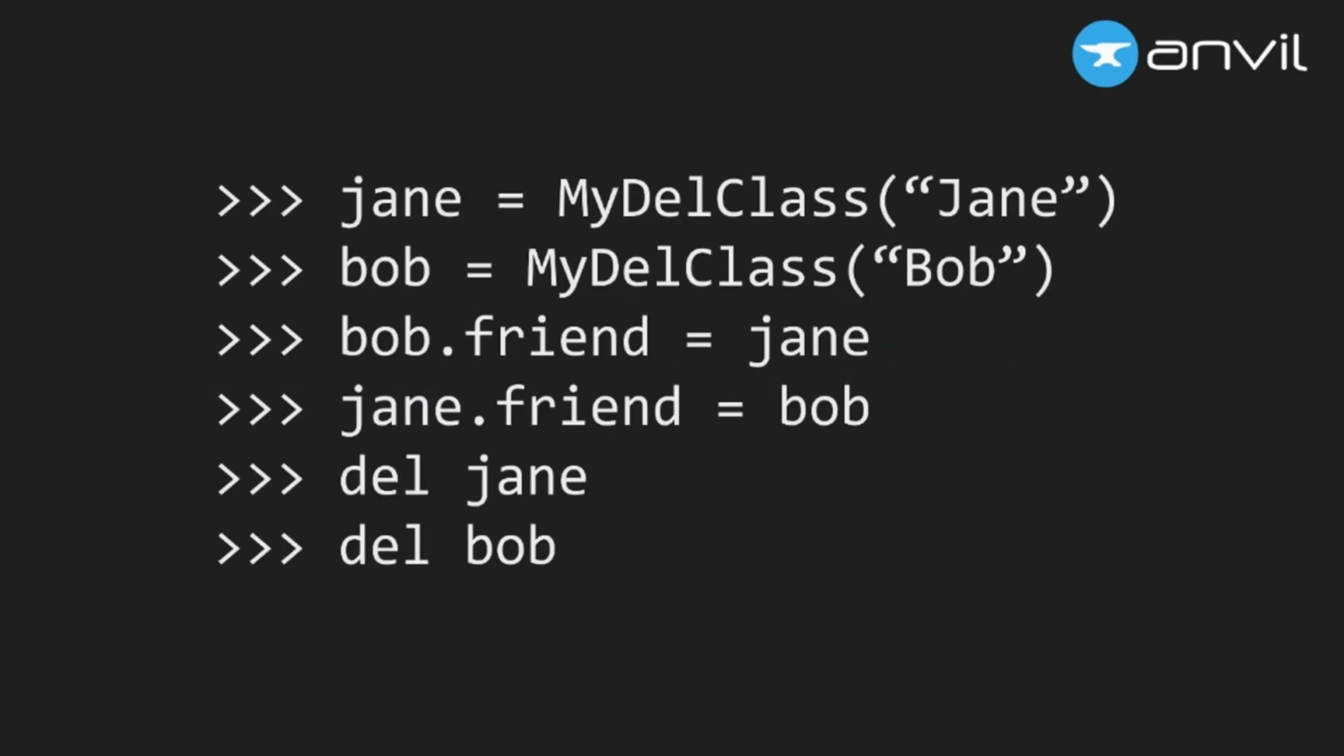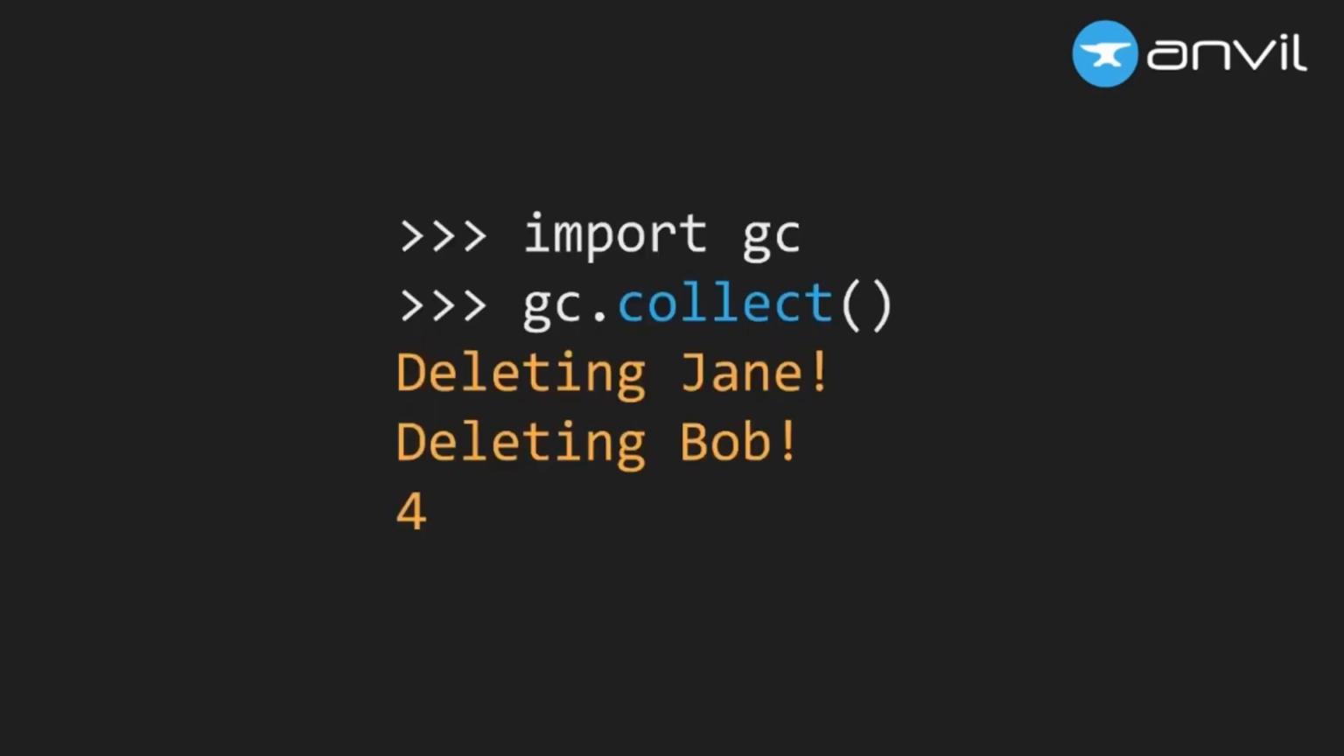So let's set up the situation we had before, a cyclic isolate with Jane and Bob, the smallest one you can have with only 2 elements. Bob and Jane are friends, and then we delete them from the namespace. Now if we import the garbage collector and run its collect method, which is essentially giving it a bit of a kick and saying, go on, do your thing, you can see that those finalizers are now called. The number at the end is the number of objects that have been deleted from memory. It's 4 because you've got Jane, and her name attribute, Jane, and Bob, and his name attribute, Bob. So 4 objects have been removed from memory.